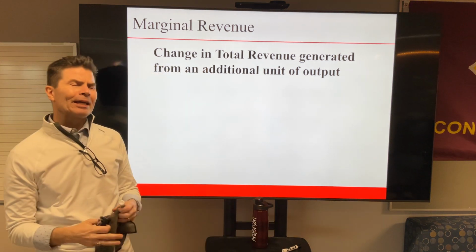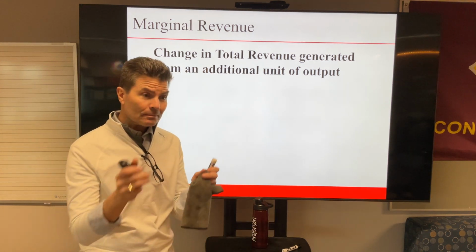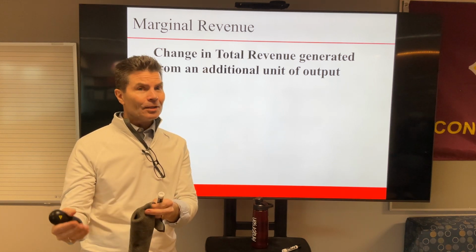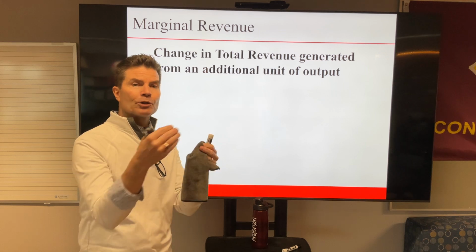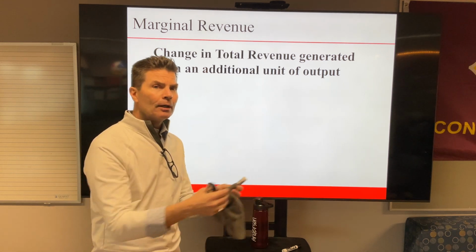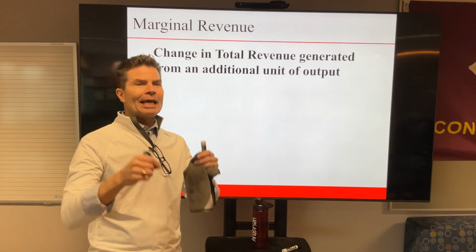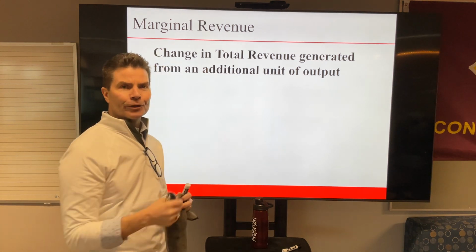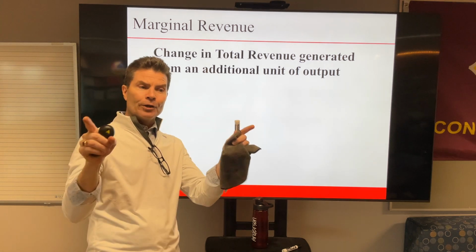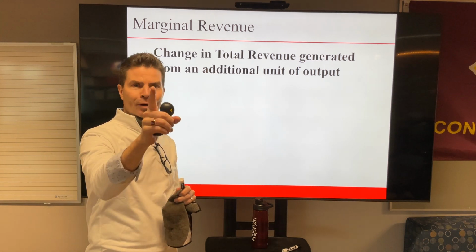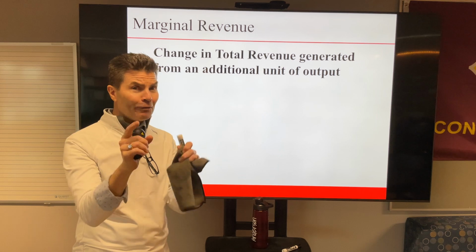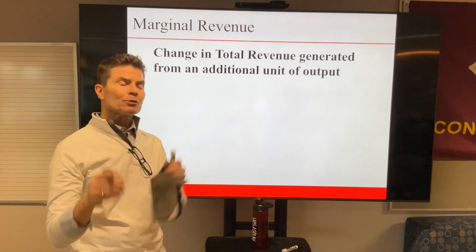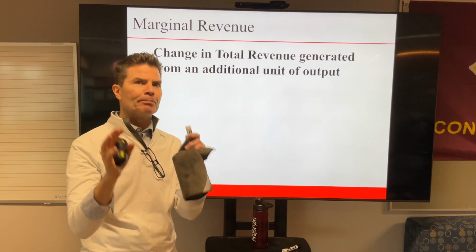If you're thinking, hey, that sounds kind of familiar: marginal product is the change in product generated from hiring an additional labor. Marginal cost is the change in total cost when we make one more product. Marginal revenue is the change in total revenue generated from making one more product. So we're going to be really focusing on marginal revenue and marginal cost, and that's where our optimal quantity is really going to be.